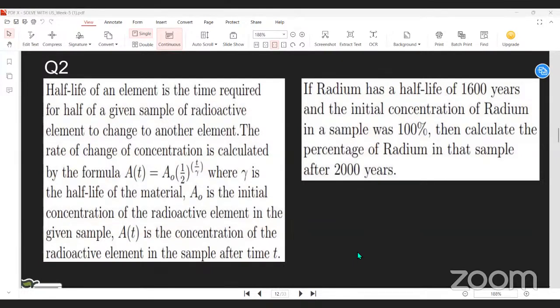3 to the power 2 by 3 in the denominator, when it goes to the numerator, will become 3 to the power minus 2 by 3, right?